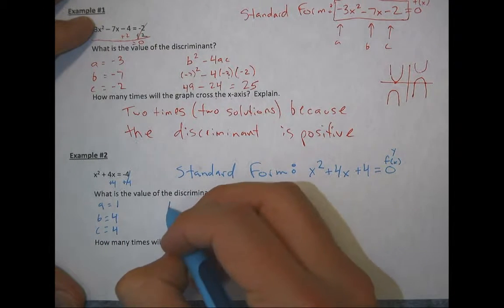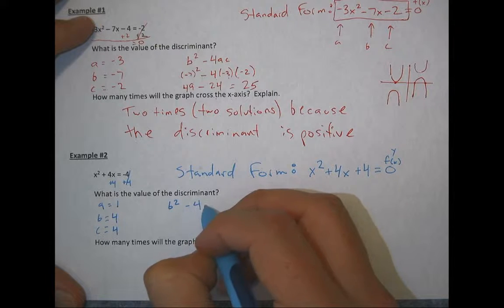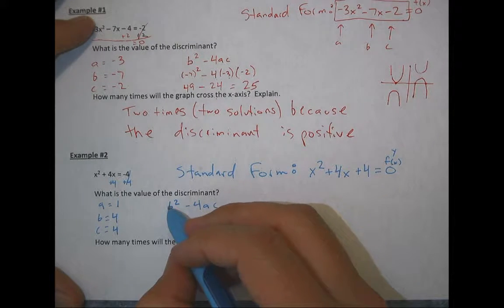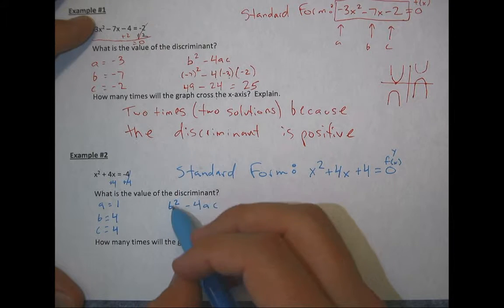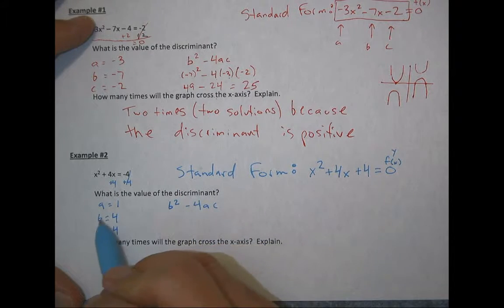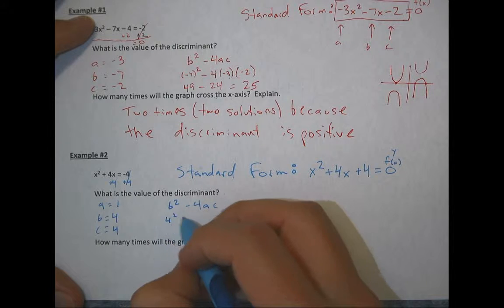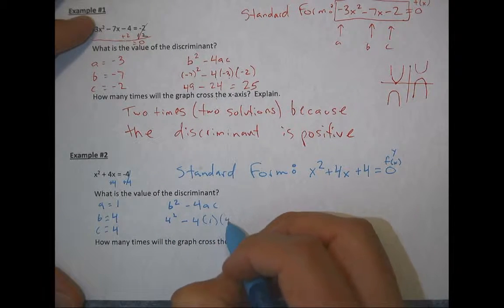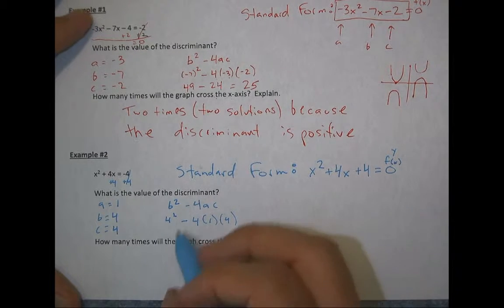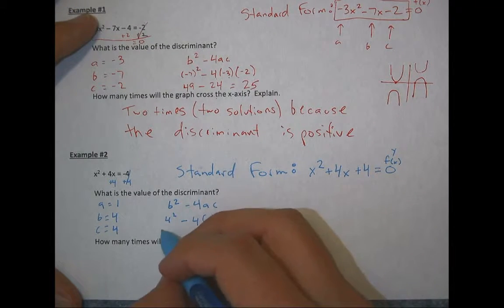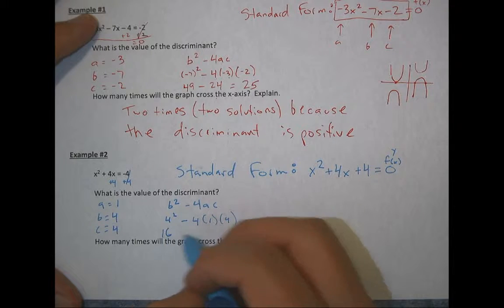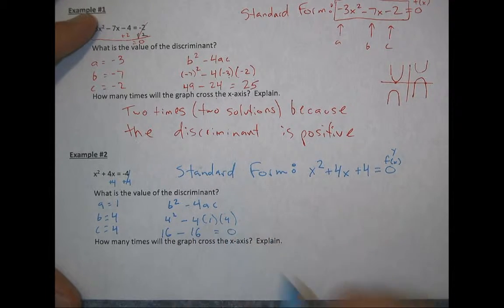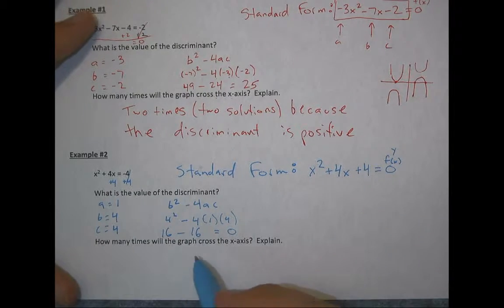So if I'm going to find the value of the discriminant, which again is b squared minus 4ac, I think I said -b squared, I'm sorry, just b squared minus 4ac. I'm going to go ahead and put 4 in, so it's 4 squared minus 4 times 1 times 4. So if I ran this out, you end up getting 16 minus 4 times 1 times 4 is also 16. And so it's 0.